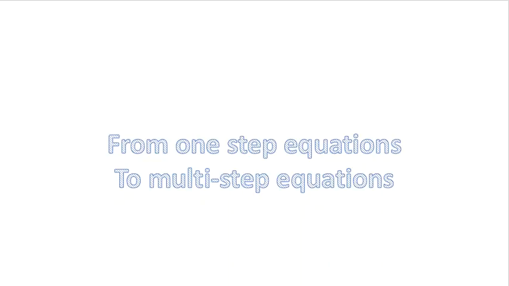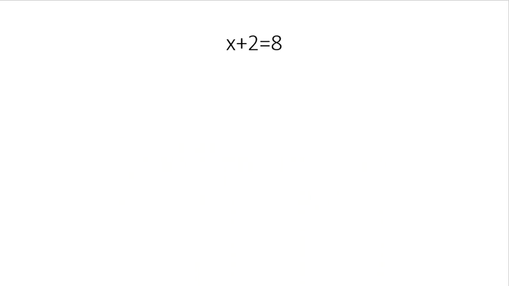In class, we've done a few activities where we've started with a one-step equation and added steps to it until we get to a multi-step equation with variables on both sides. That's what this activity practice is going to do. Let's start with an equation like x plus 2 equals 8.